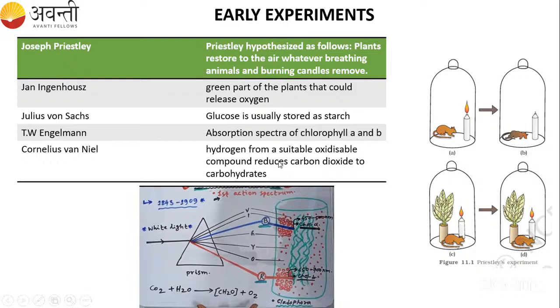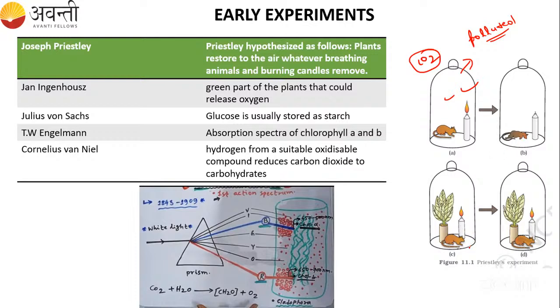Here you can see Joseph Priestley. You all know that Priestley performed an experiment. He took a bell jar and kept a mouse and a candle there. But after some time, what happened? The mouse and candle both released carbon dioxide. Due to this, the environment became polluted, there was no oxygen present. Because of that, the candle was extinguished and the mouse also died, right?